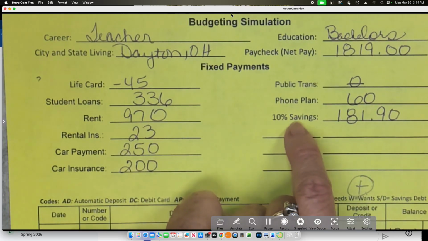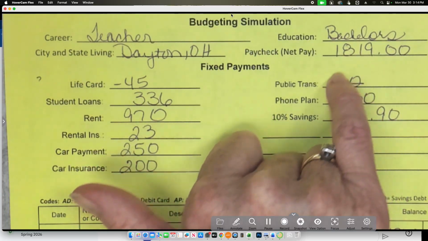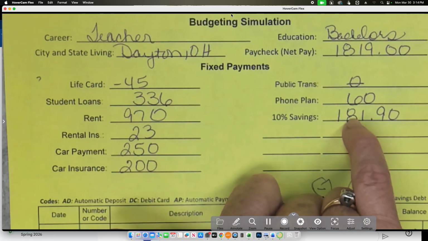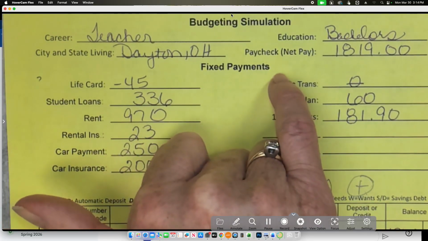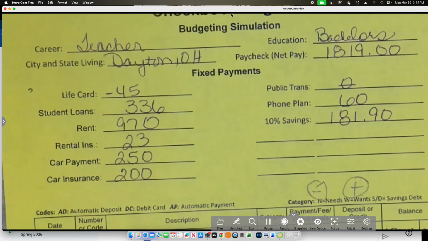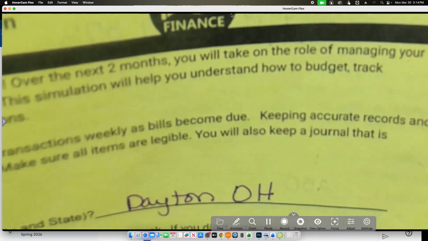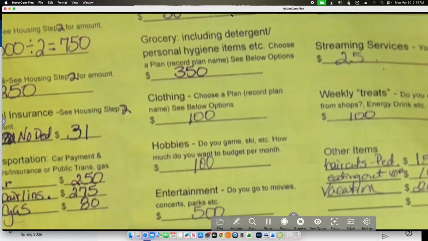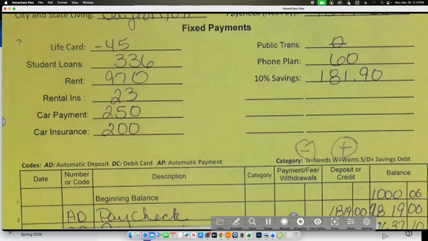We are also going to deposit 10% of each of our checks that we get into savings. So we're going to take this number, multiply it by 10%, and we are going to get a number here. Anything else that is a fixed payment, you might want to go ahead and put here so you don't have to keep going back to your packet and going through all of this.